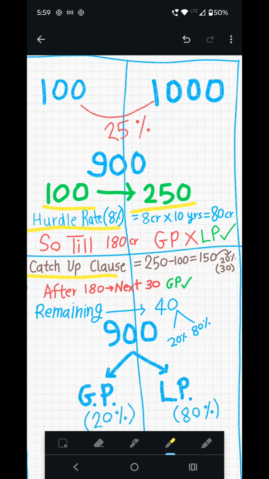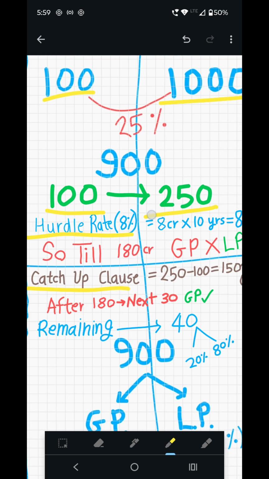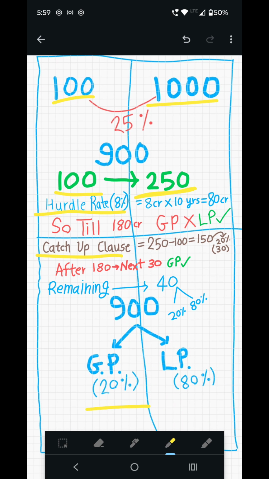In the earlier example we discussed that 100 rupees was turned into 1000 rupees in 10 years time, but let's say in the initial 3 years he turned 100 into 250. So in that we'll discuss how the hurdle rate works.